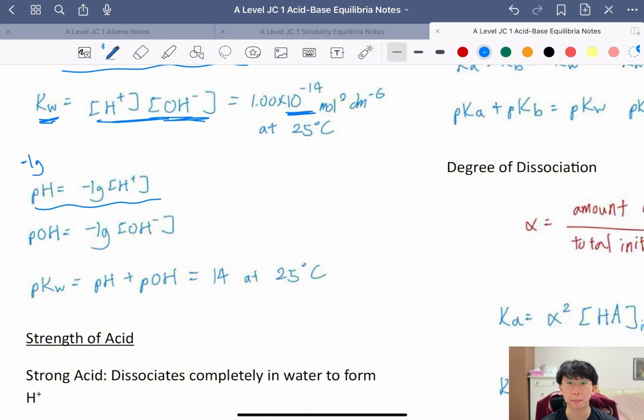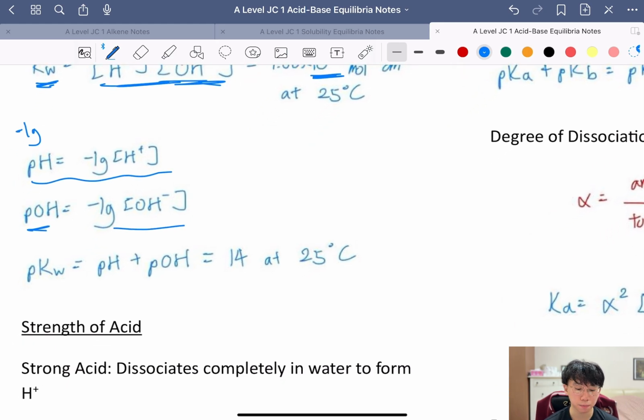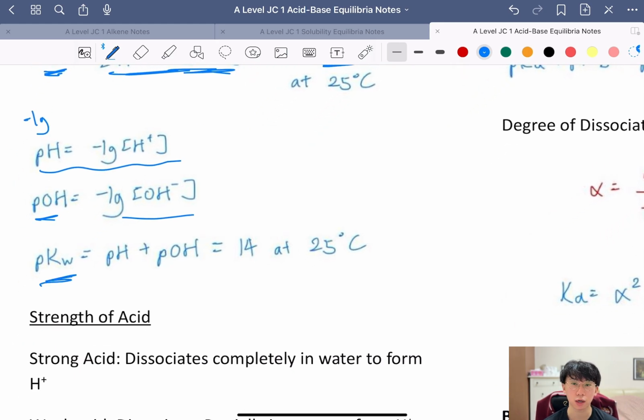Now for the pH equation, you just need to know that P always means negative log. So anything after a P states that it is the negative log of that something. So pH is negative log concentration of H+, pOH is negative log concentration of OH-, and pKw is negative log Kw. And the relationship between pH, pOH and pKw is that pKw equals pH plus pOH, and this equals 14 at 25 degrees Celsius.